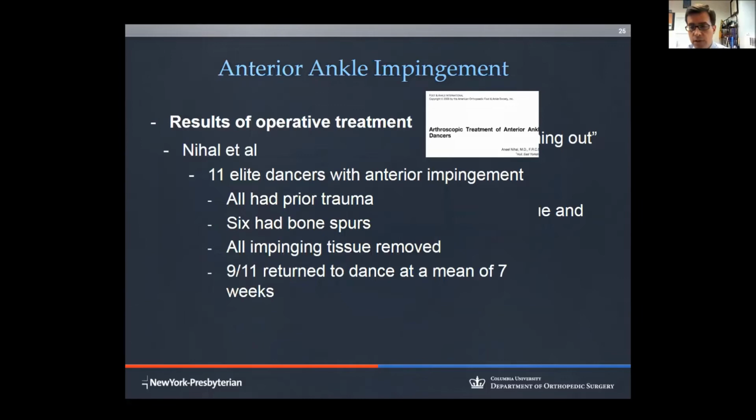And they noted that all of the patients, unsurprisingly, had prior ankle trauma. About half of them had significant bone spurs that had to be removed, and essentially all the impinging tissue removed. And the results are pretty similar to the other two pathologies we listed, where about 80 to 90% of the patients were able to return within about 2 months. Two of those patients actually had to have a repeat debridement down the road a bit and did well subsequent to that.